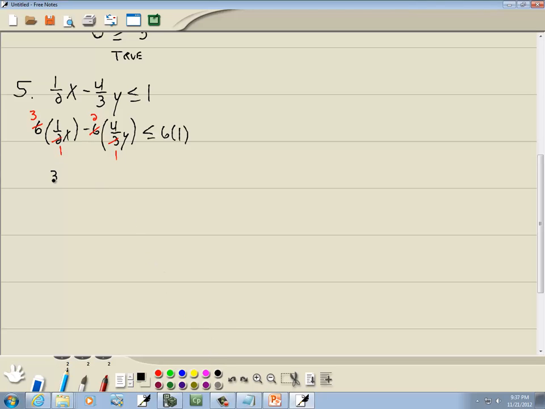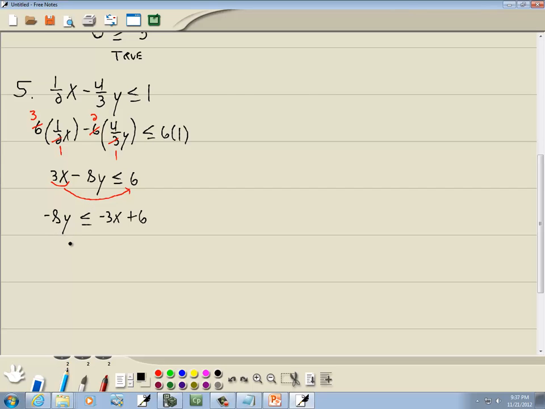3 times 1 is 3x minus 2 times 4, that's 8y. It's less than or equal to 6. Now I'm going to take the 3x over to the right side. And I get negative 8y is less than or equal to negative 3x plus 6. Anytime you take anything across your inequality, the sign changes.